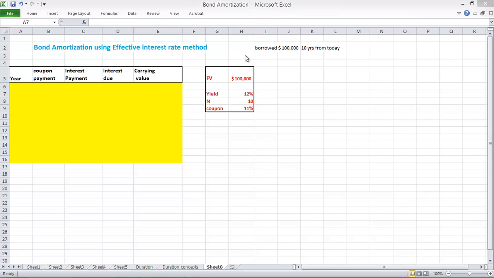Let's say we're a company and we issued $100,000 bonds. That's the face value of the bond, and our yield to maturity is 12%, and the number of years to maturity is 10. The coupon is 11%. So this is what the market wants. They want a 12% yield.